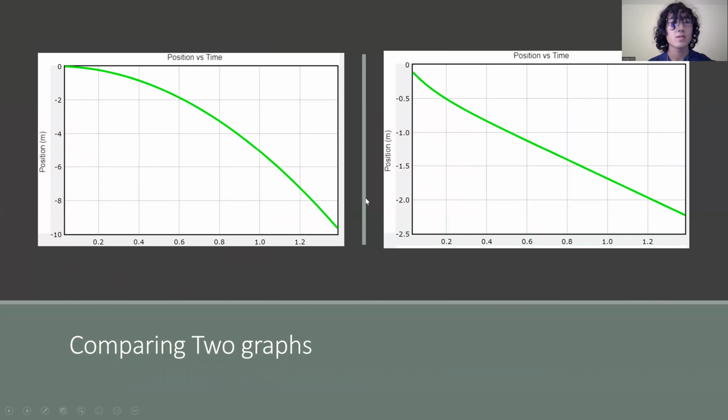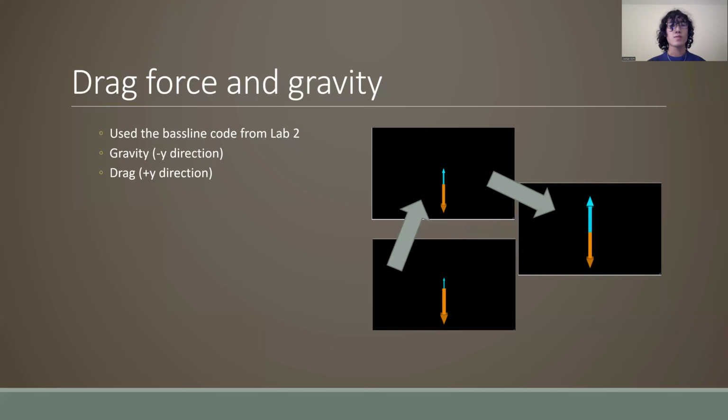So comparing the two graphs, left is with drag and right is without the drag. And as you can see, the difference between the two graphs becomes vastly larger as time increases, and that's because the drag force increases as time increases, while the gravitational force is constant. So the GlowScript simulation shows gravity staying the same in the negative y direction and the drag force increasing in the positive y direction.